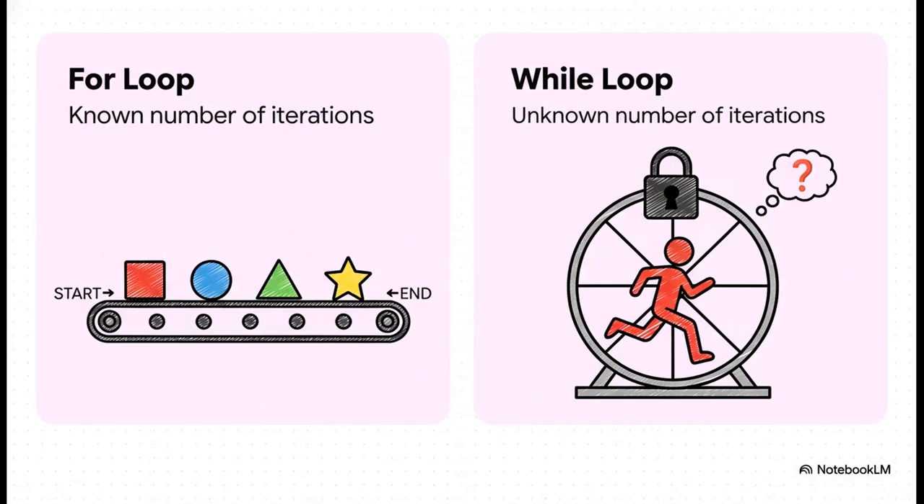So, for loops are fantastic when we know exactly how many times we need to do something. But what if we don't? What if we need to keep doing something until a certain condition changes? Well, that's where while loops come in. A while loop just keeps on running as long as its condition is true. Think of it like a video game. You keep playing while you still have lives left. Once you run out of lives, the condition is false and the loop stops. It's the perfect tool for when you don't know the exact number of repeats.